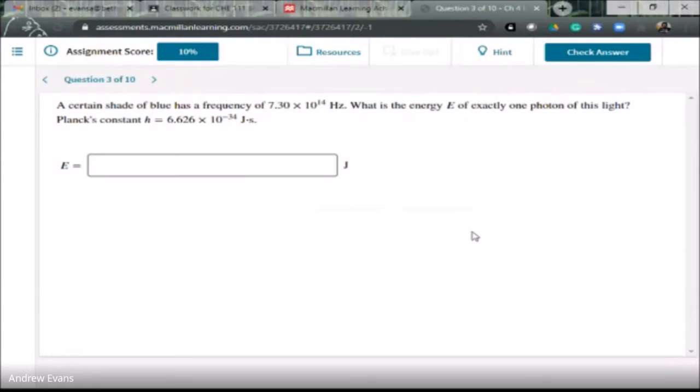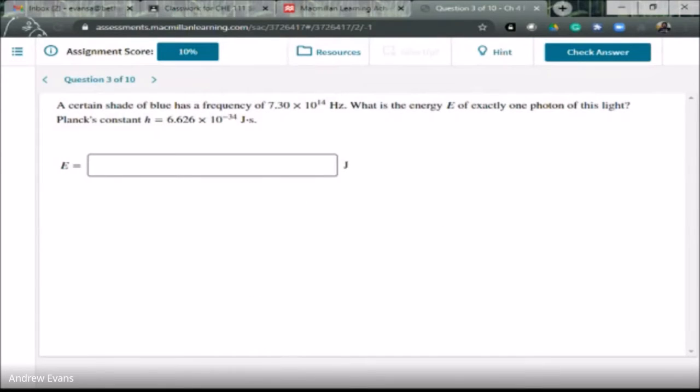Now the next one, a certain shade of blue has this frequency in hertz. What is the energy of exactly one photon, if this is Planck's constant? So the only thing they give us is frequency, 7.3 times 10 to the 14th hertz. Well, 1 hertz is equal to 1 inverse second. Things a little bit easier. The equation is E equals h nu. They give us h is 6.626 times 10 to the negative 34th joule seconds.